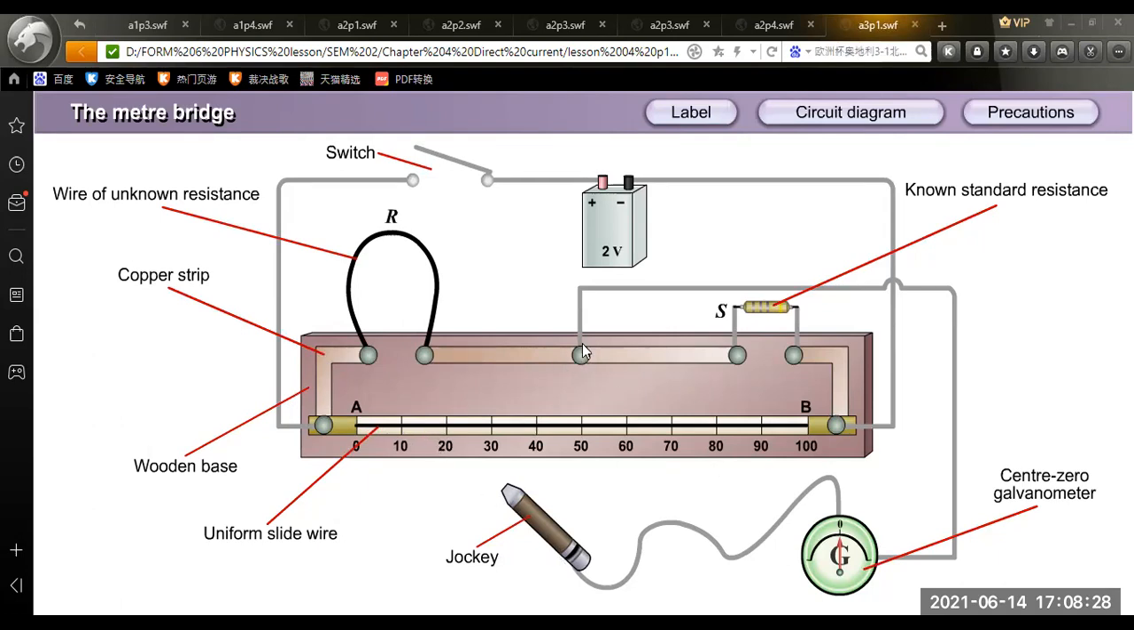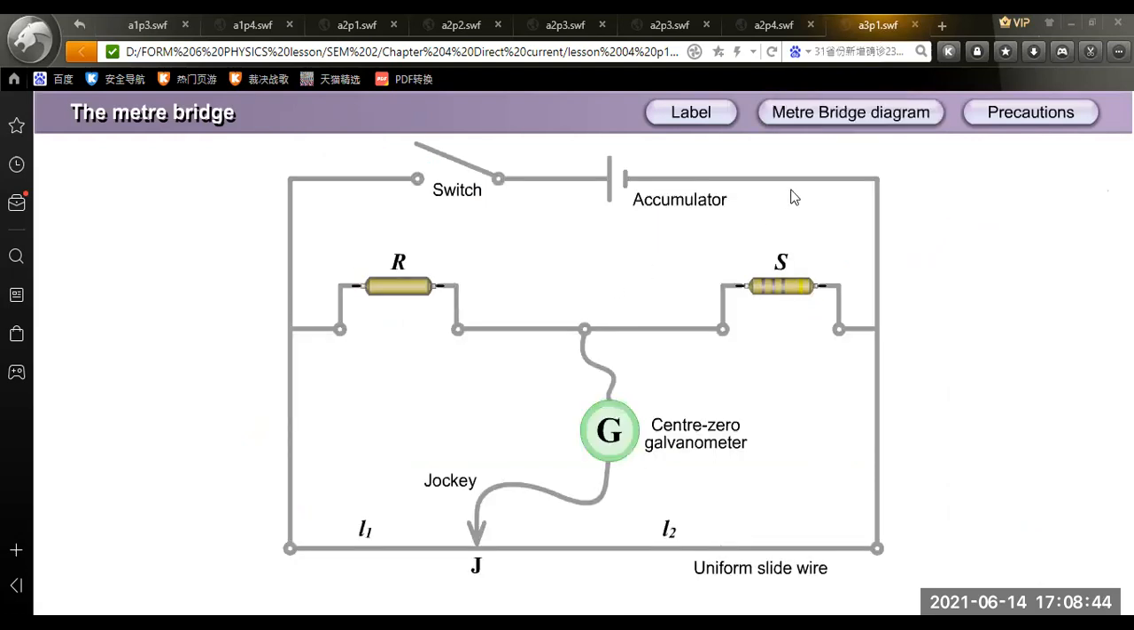So this means that we connect the jockey in between the two resistors, R and S. How about P and Q? P and Q are the wire in between A and B. Now the circuit diagram will be like that. If we use the circuit diagram, we will find out the length of the wire. Here is A, here is B.